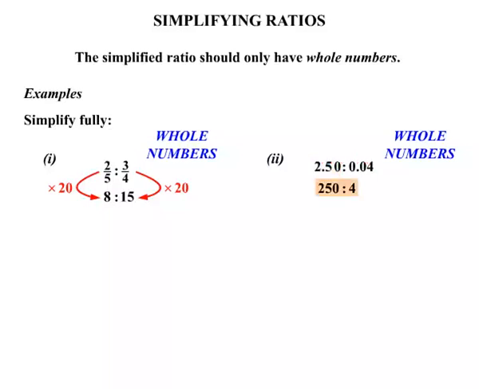Now let's consider this much easier. 250 to 4. Well, we can divide both sides by 2. So firstly the 250, divide that by 2, we get 125. Then the 4, if we divide that by 2, we get 2. Excellent.